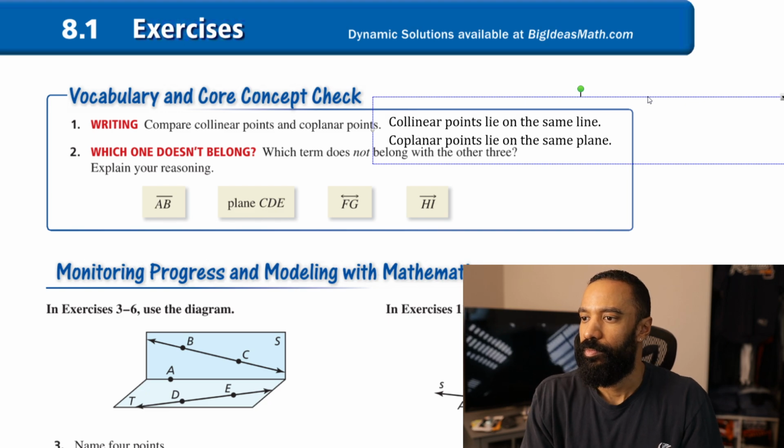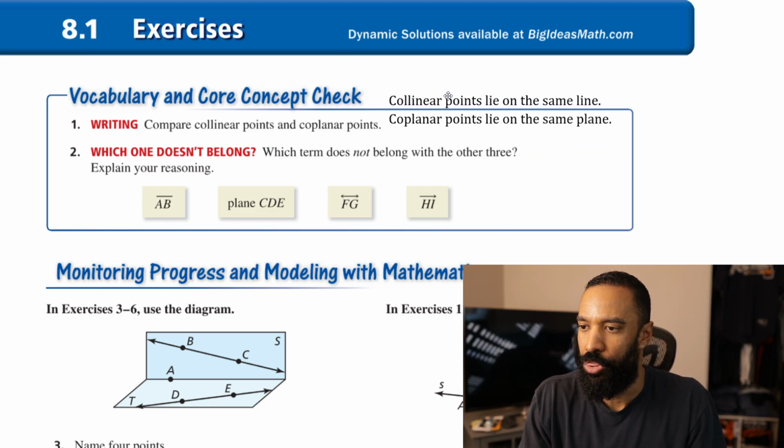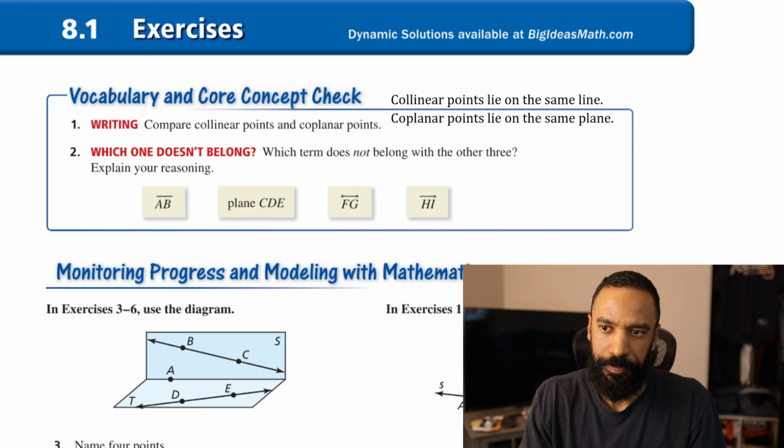That's it. Which one doesn't belong? Which term doesn't belong with the other three? Number 2, explain your reasoning. This is segment AB. This is plane CDE. This is line FG. And this is ray HI.